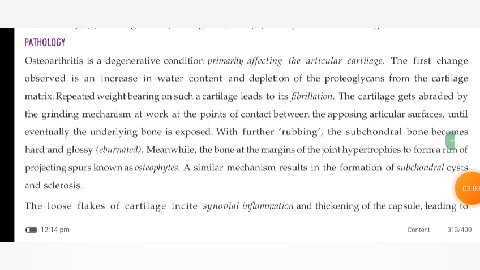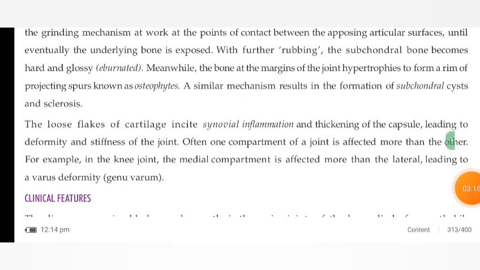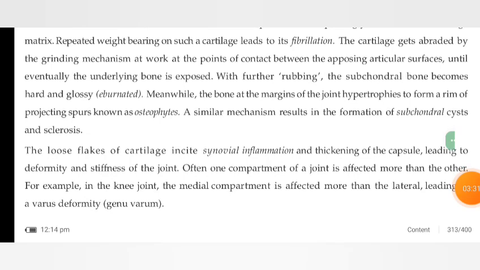Eventually, the underlying bone is exposed. With further rubbing, the subchondral bone becomes hard and glossy. Meanwhile, the bone at the margin of the joint hypertrophies to form a rim of projecting spurs known as osteophytes. A similar mechanism results in the formation of subchondral cysts, sclerosis, loose flakes of cartilage inside, synovial inflammation, and thickening of the capsule, leading to deformity and stiffness of the joint.